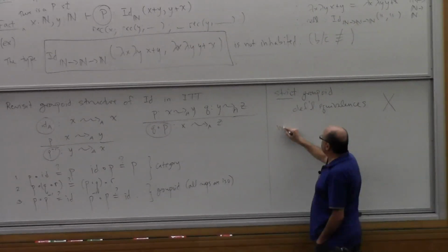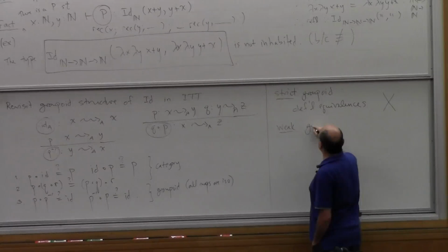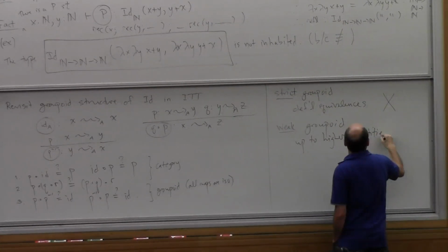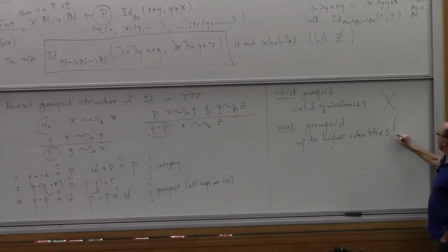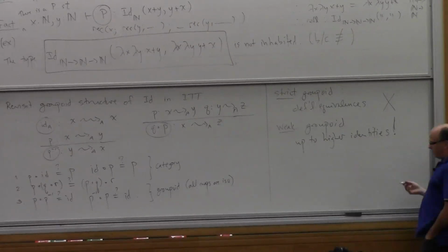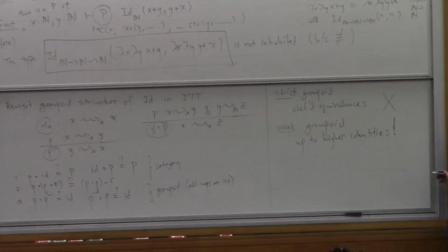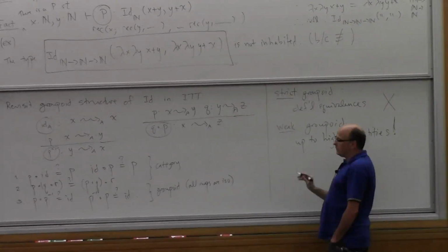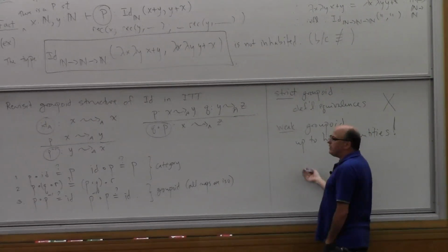But in a weak sense, a weak groupoid, they hold up to higher identities. And that's the interesting case, because this is the higher dimension. The easiest way to do this is to give a picture of what is going on here, which I alluded to last time. We're looking at equations between paths.